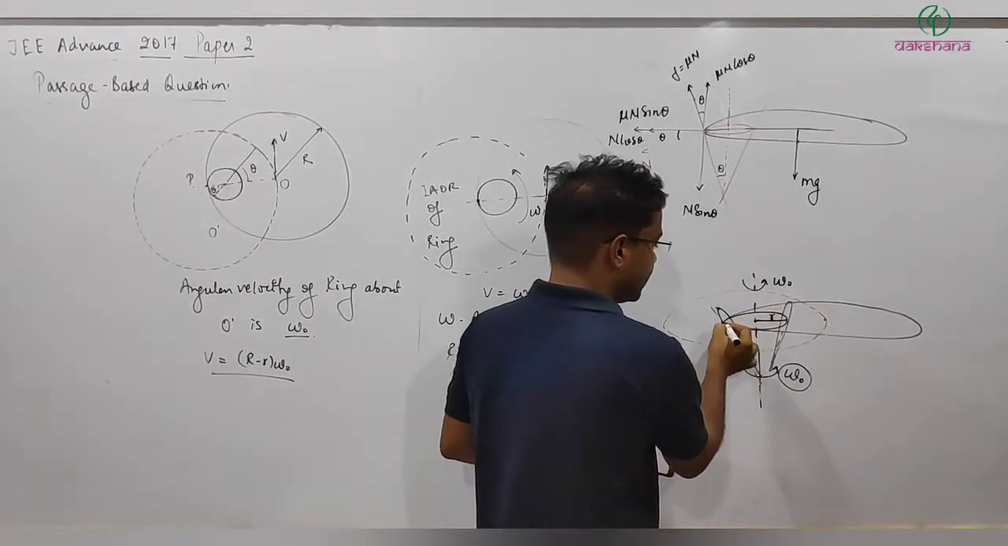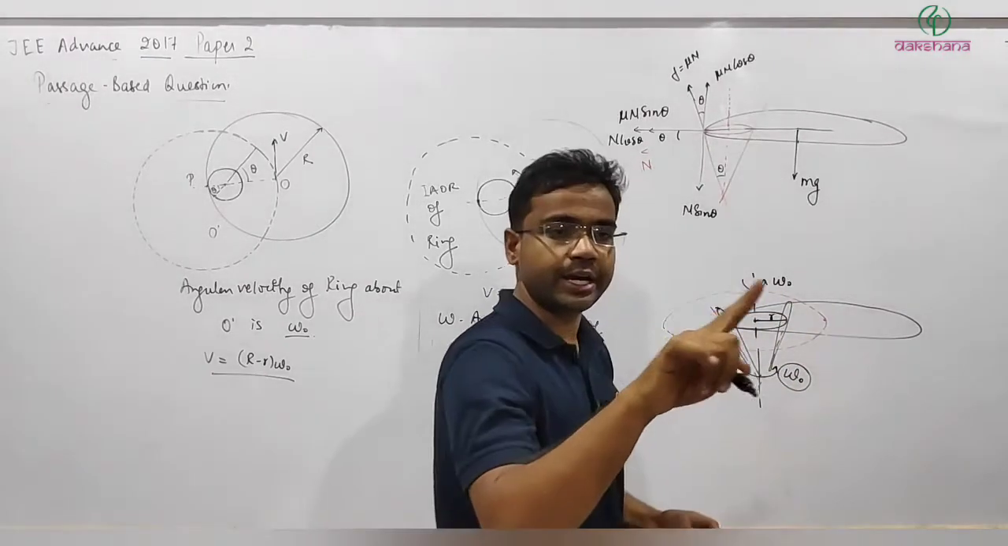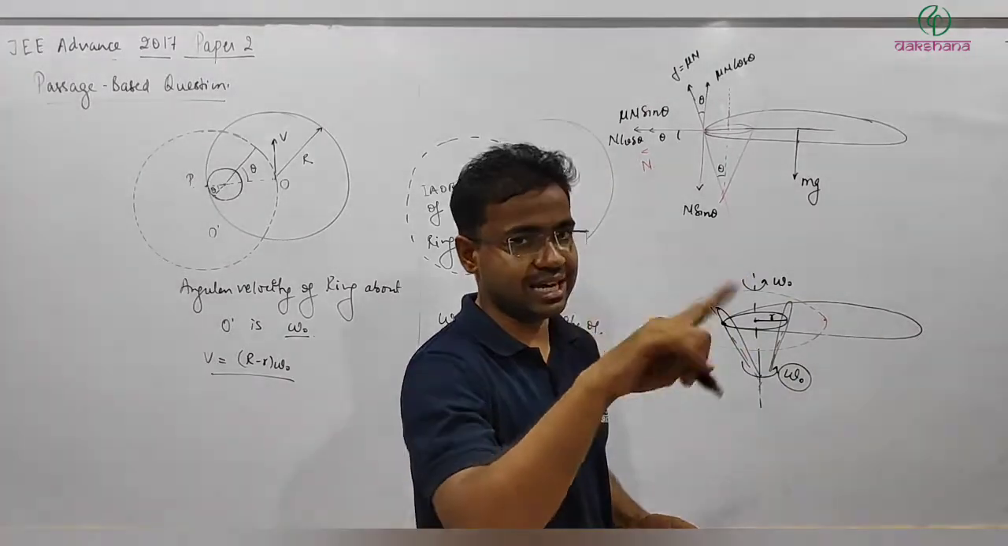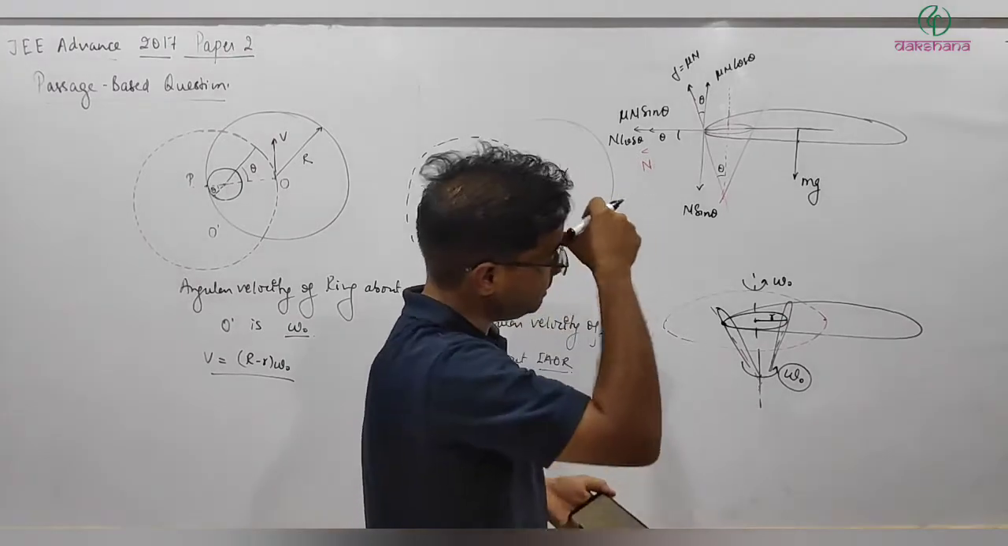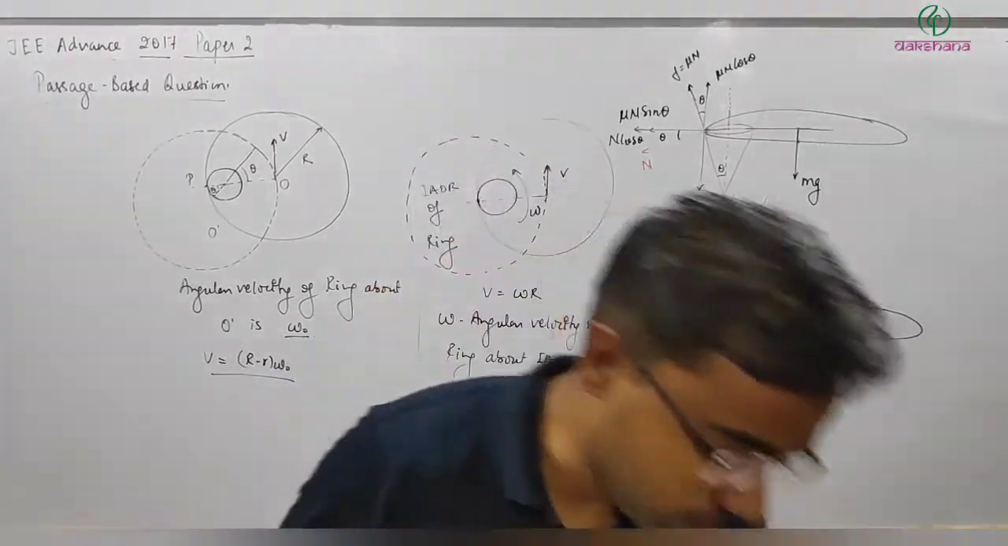Another point: the finger rotating and the ring also rotating, they are describing different circles, but we can look at it from two points.